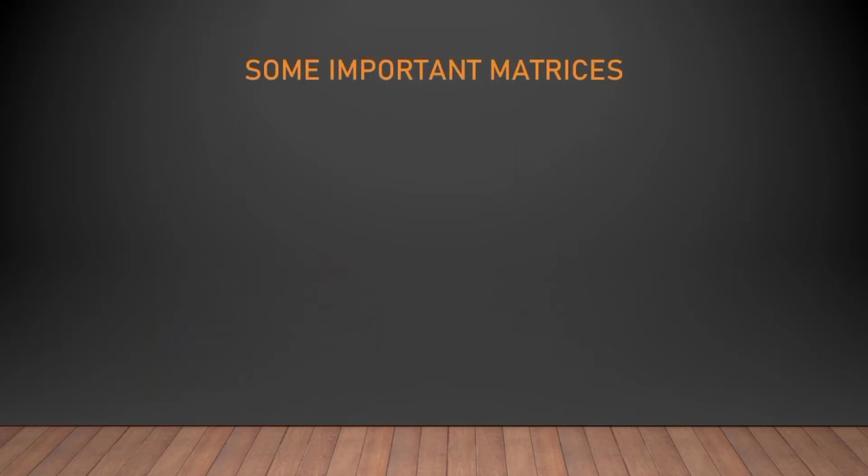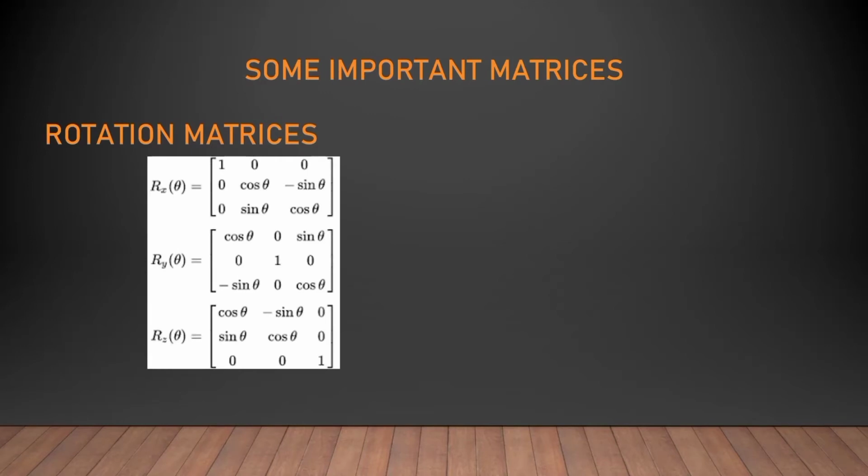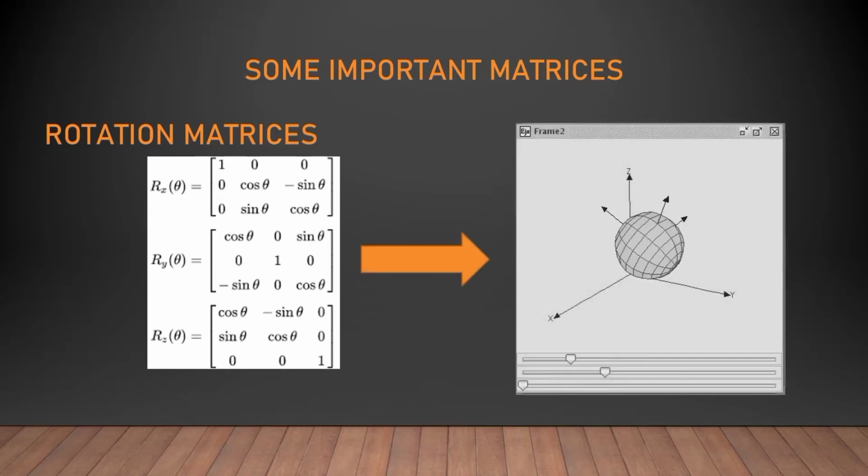Now let's know about some important matrices. Firstly, rotation matrices. These matrices are personally my favorite ones. These matrices associated with Rx, Ry, and Rz can do wonders in the world of artificial intelligence and graphics. By just altering the angle in these cosines and sines, we can rotate a whole object, as shown in the figure and this demonstration. As we change the angle in the rotation matrix of x, we can rotate the object along the x-axis, and the same goes for the y and z axes.